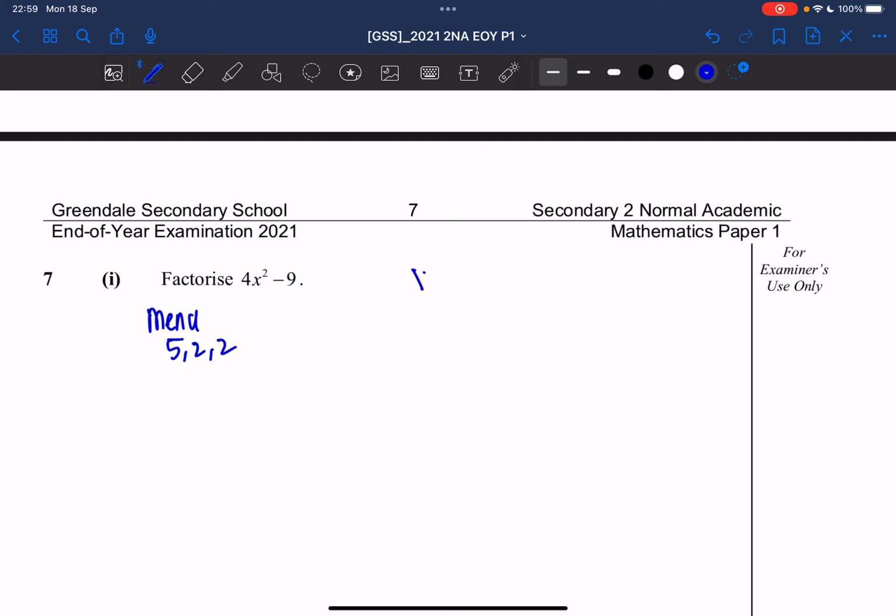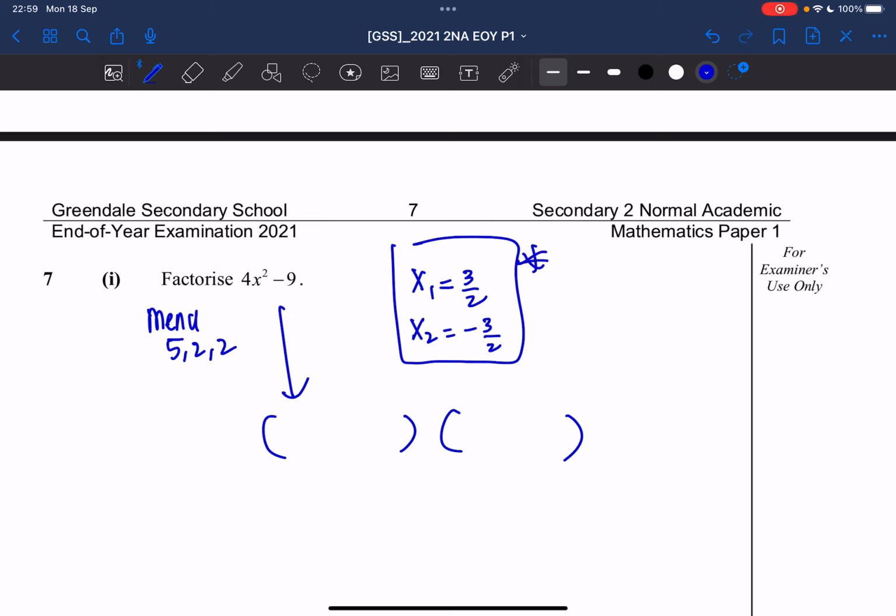So our calculator shows x1 equals 3 over 2 and x2 equals negative 3 over 2. So what we need to do is put it in brackets. Actually, this thing no need to show. This one no need to show, okay?